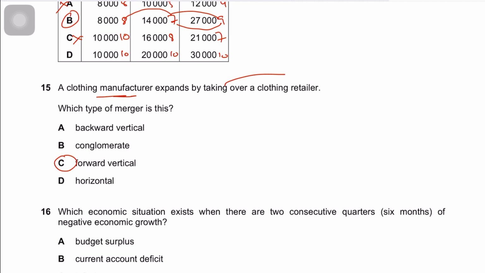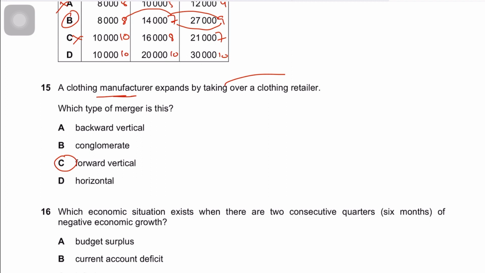So you're actually merging with your source of raw material. Initially you used to purchase the raw material from that firm, but now you're merging with them. So that raw material firm becomes your firm, right? That cuts down your cost. And vertical forward is when the firm merges with another firm in the next stage of production.